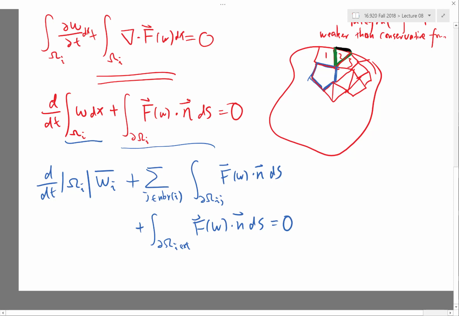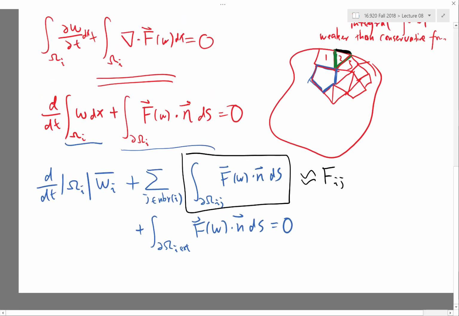It's mathematically exact, but I cannot actually use this directly in a computer, because there is an integral, and also I don't know the exact value of W on the boundaries. So I have to do some approximations. In finite volume, these surface integrals are what I approximate. I would approximate this surface integral as F_ij, the flux between cell I and cell j.